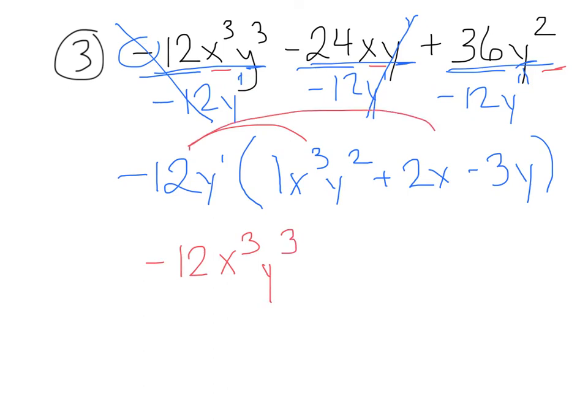Now I'm going to distribute it to my second term. Negative 12 times 2 is going to be negative 24. Then I'm just going to have xy. Can't combine those because those are different variables. Now I'm going to distribute it to this third term.